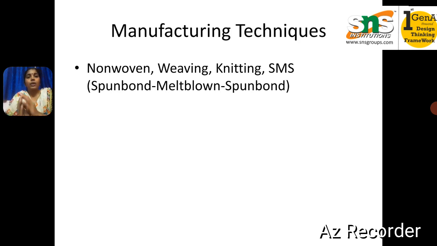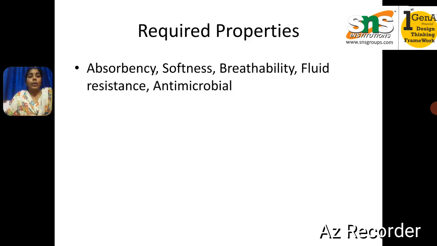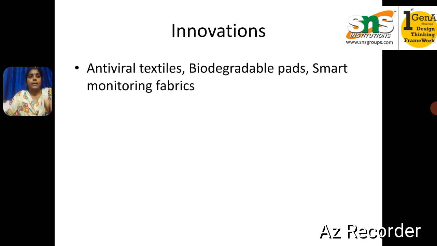Manufacturing techniques. We can go with non-woven, weaving, knitting, spun-bond and melt-blown. That is the non-woven concept. Next one is required properties. What are the main key properties required? It is absorbency, softness, breathability, fluid resistance and antimicrobial. So those are the 5 key required properties. Innovation. What are the innovations nowadays? Antiviral textiles, biodegradable pads, smart monitoring fabrics. So we can go on with smart textiles in healthcare.